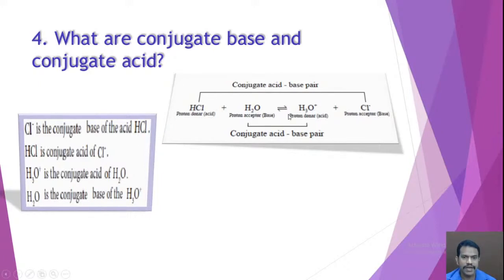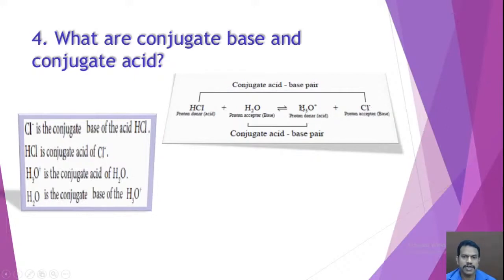Likewise, HCl is a conjugate acid of Cl minus. So from HCl we can get Cl minus. Likewise, we can get a proton donor. Donor means it donates H plus. That's why it acts as a conjugate acid of Cl minus. These two are conjugate acid base pair, right?